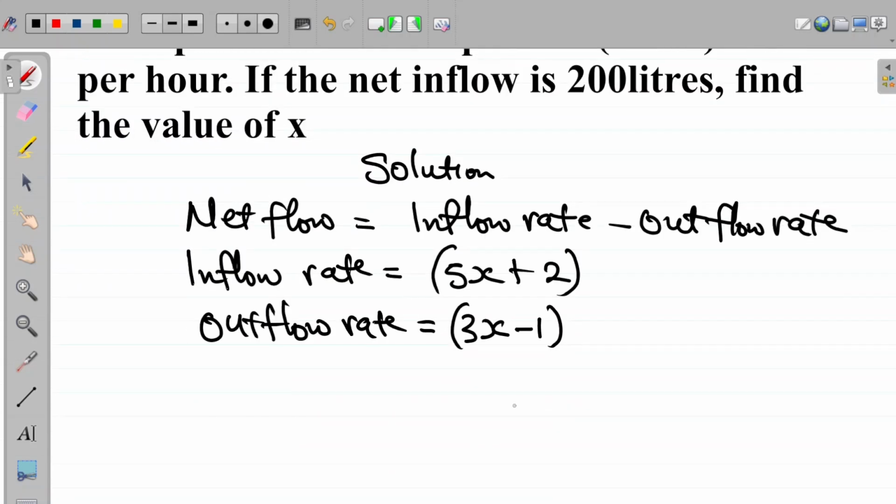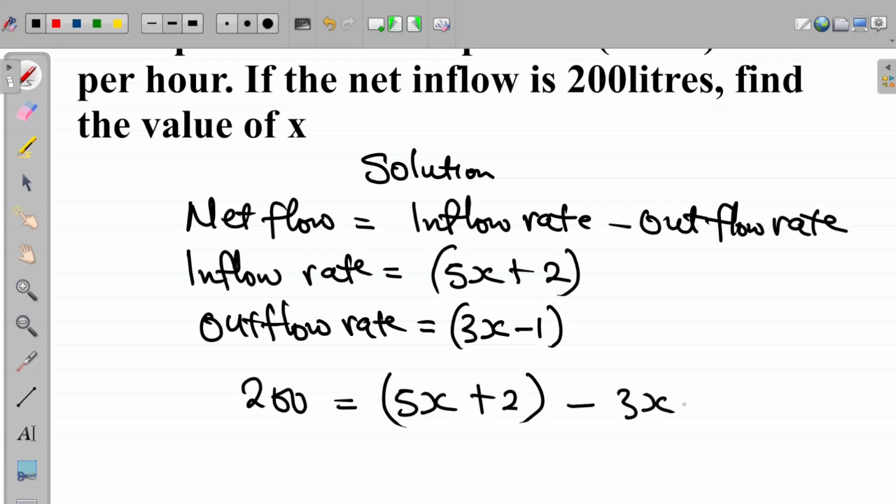So from our equation, we have that 200 is equal to 5x plus 2 minus 3x minus 1. So this becomes 5x plus 2. We will use this negative sign here to open up the bracket. So minus times 3x is minus 3x. Minus times minus 1 is plus 1.